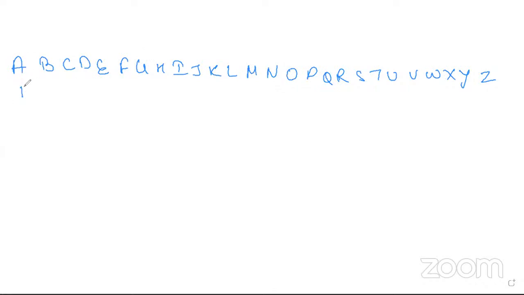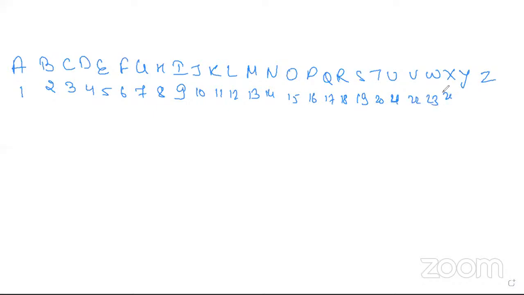respective of their positions. A is coded as 1, B as 2, C as 3, D as 4, E 5, F 6, G 7, 8, 9, 10, 11, 12, 13, 14, 15, 16, 17, 18, 19, 20, 21, 22, 23, 24, 25, and 26. As we all know, there are 26 letters, A to Z. A is 1, Z is 26.